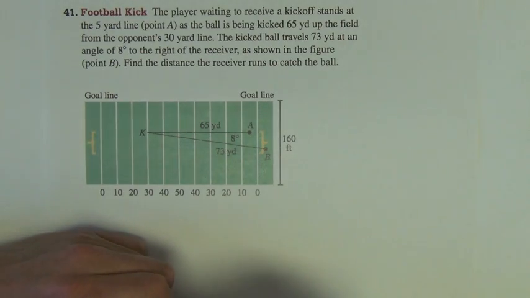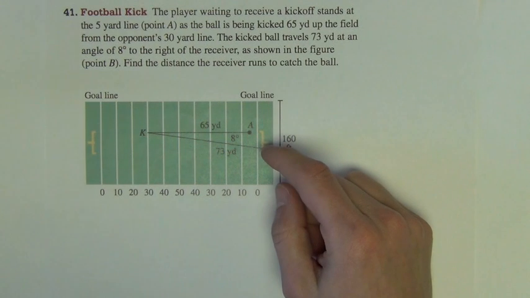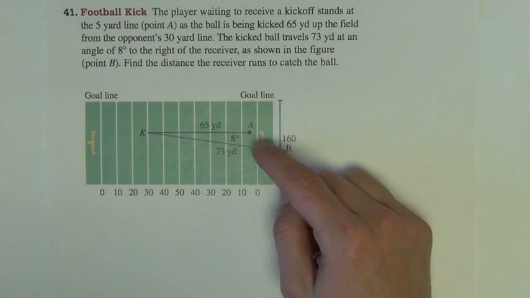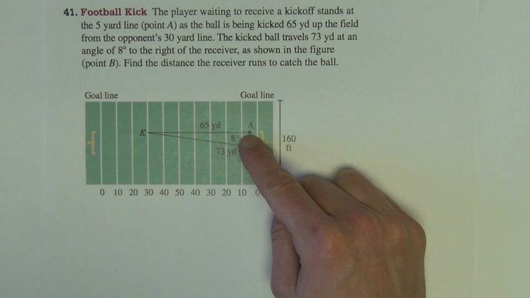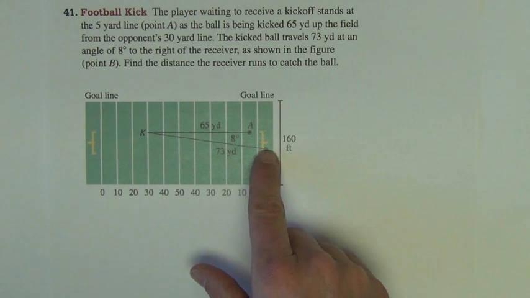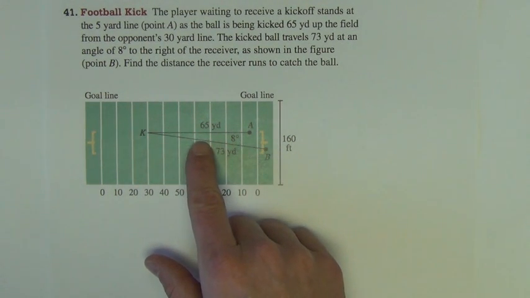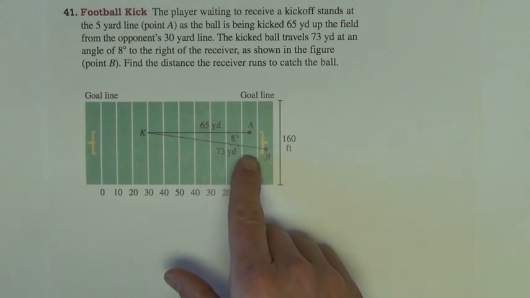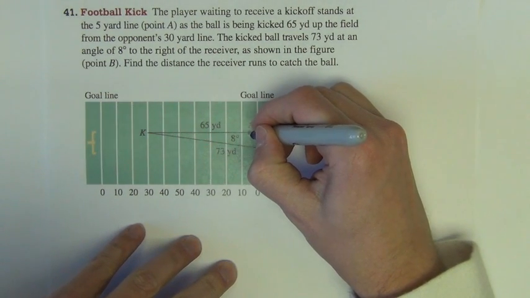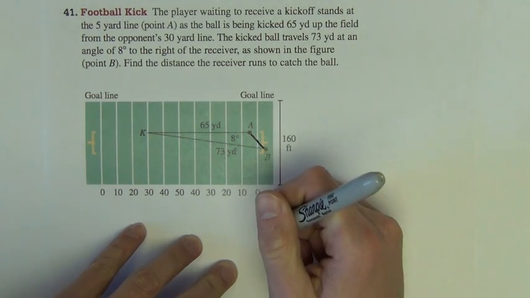Okay, a football problem. It says a player waiting to receive a kickoff stands at the 5-yard line, point A. Okay. As the ball is being kicked 65 yards up the field from the opponent's 30-yard line, the kicked ball travels 73 yards at an angle of 8 degrees to the right of the receiver, as shown in the figure. Find the distance the receiver runs to catch the ball. So we are interested in finding this distance from A to B.